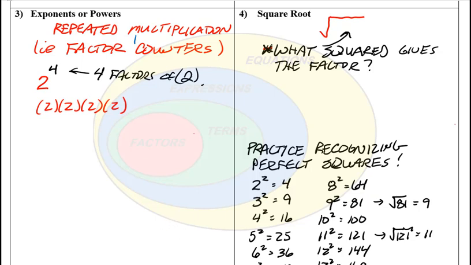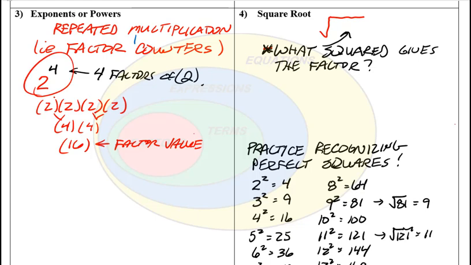To evaluate a whole bunch of repeated factors, it's easiest to do 2 at a time and keep track. So 2 times 2 is 4, 2 times 2 is 4, just grouping them in twos and keeping track. 4 times 4 is 16. So this factor value, 2 to the fourth, actually changes to 16. So we could either rewrite it as all the factors or leave it and find the factor value. So this is the factor value of 2 to the fourth.